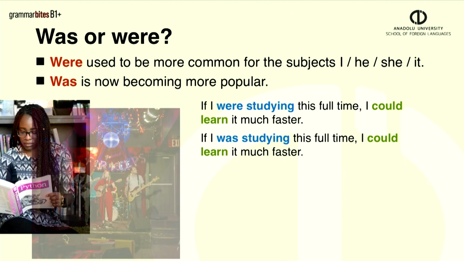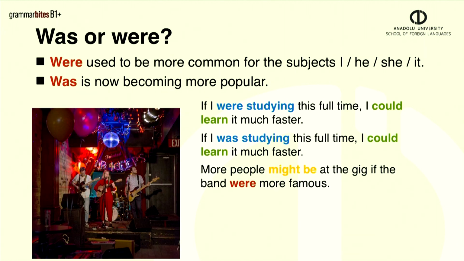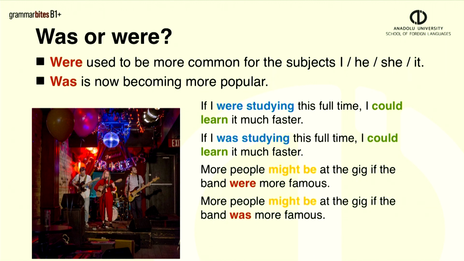Another example. More people might be at the gig if the band were more famous. This is the same as more people might be at the gig if the band was more famous. Remember, with the second conditional, was and were have the same meaning.